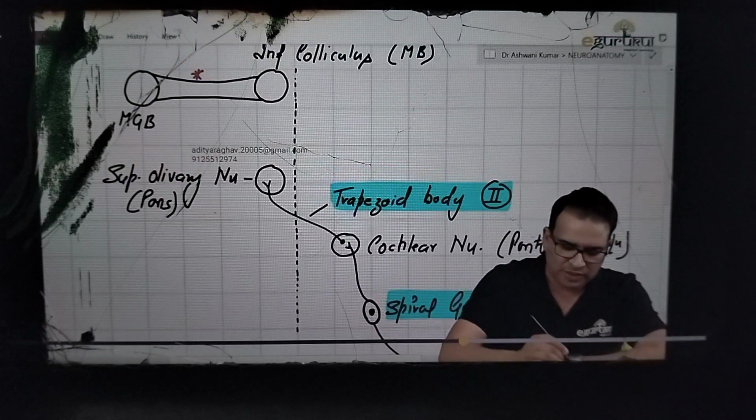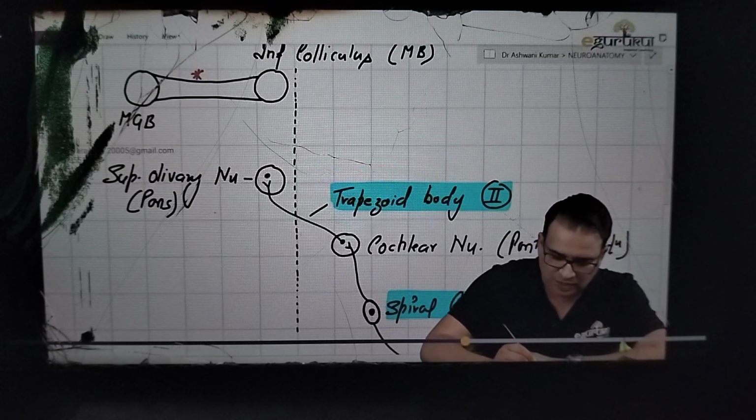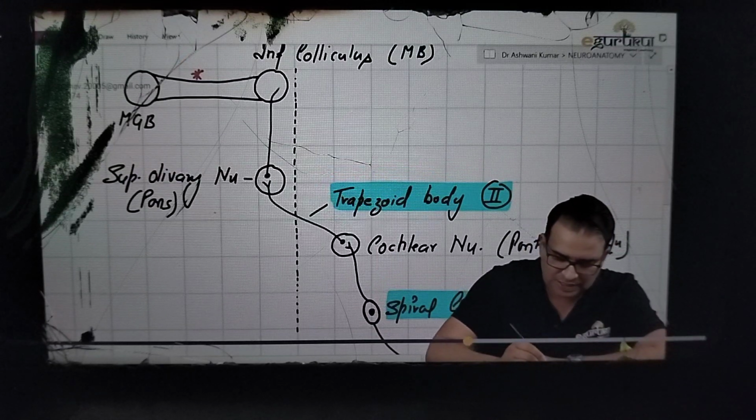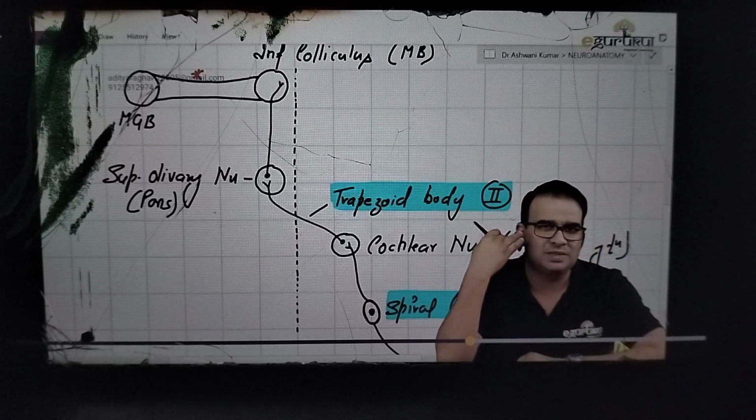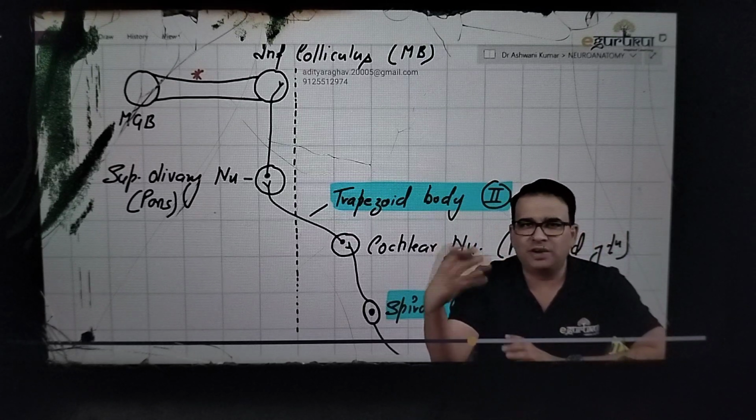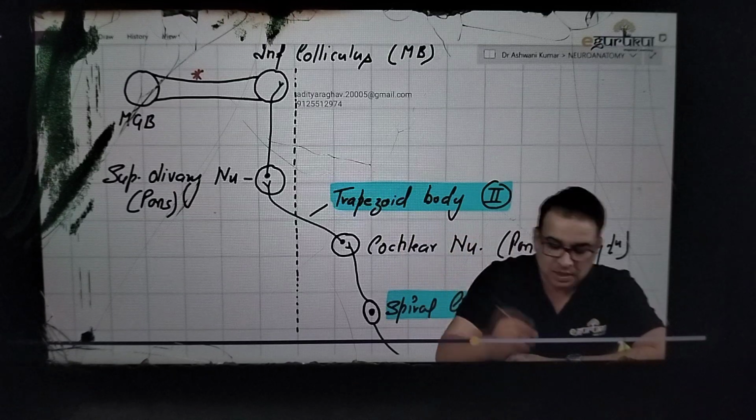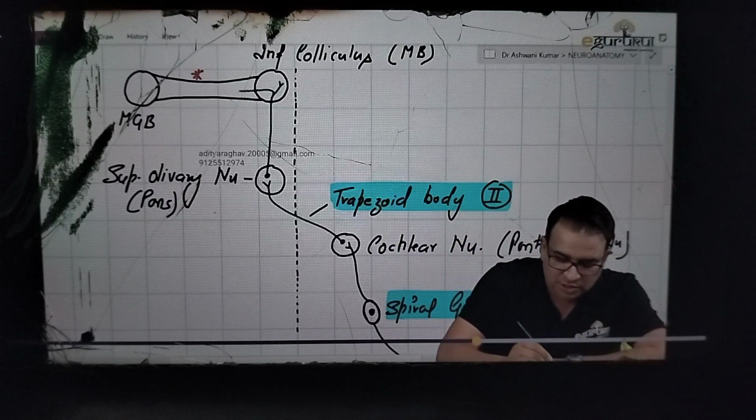From superior olivary nucleus, the third order neuron will begin, and this third order neuron will ascend upward and reach the inferior colliculus. Yes, it gives few collaterals to inferior colliculus because inferior colliculus has a relation to the auditory reflexes. So yes, few fibers will relate to inferior colliculus, but the majority of the fibers will continue their journey through inferior brachium and end in medial geniculate body.